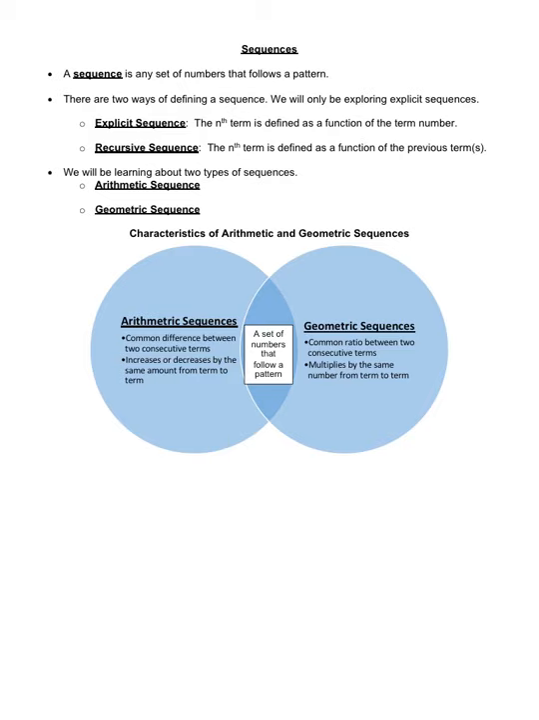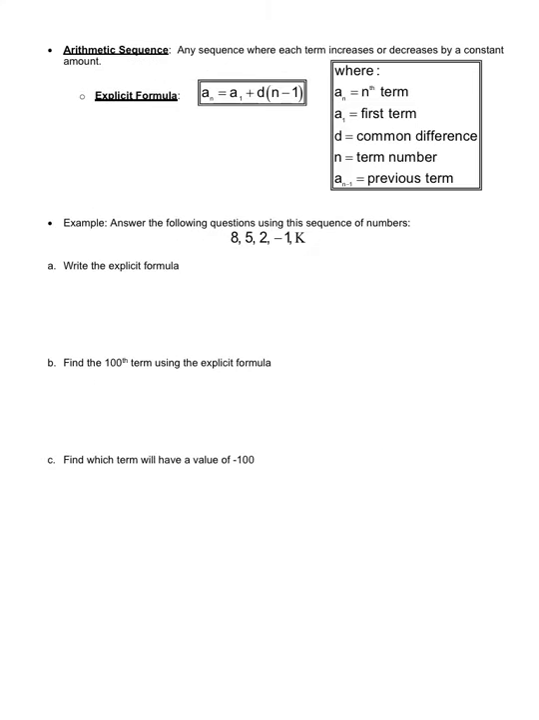So for arithmetic, I want you to think you are either adding or subtracting. And then for geometric, we're going to think multiply. Okay, they are both sequences, so they're both a set of numbers that follow a pattern. It's just that number that you're increasing or decreasing by if you're arithmetic, or that you're multiplying by if you're geometric. So let's look at arithmetic first.